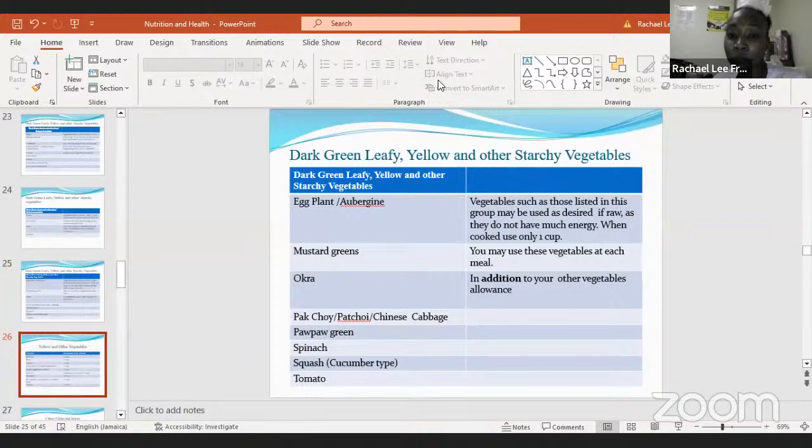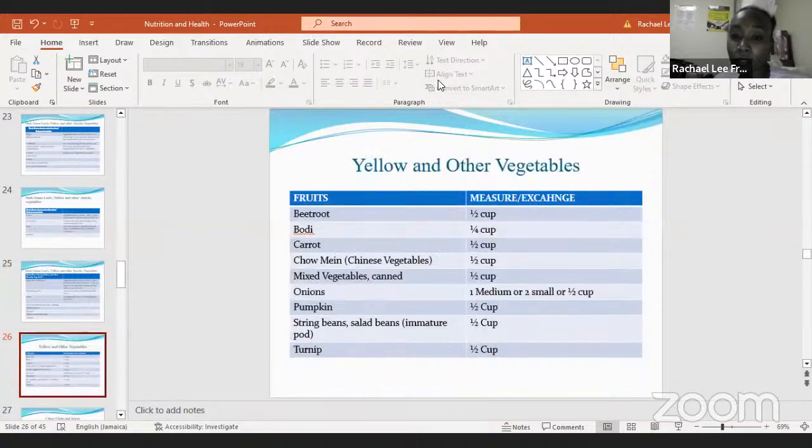Now we're at our fruits. So you have your beetroot. It says for the beetroot, you can have a half cup. Some of these foods, I don't even know them. Your carrots, your choy mein, and it is saying your Chinese vegetable. That's what the Chinese use. Mixed vegetables canned. You only need a half cup.